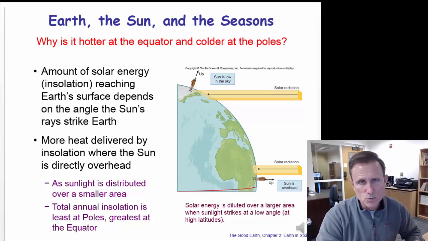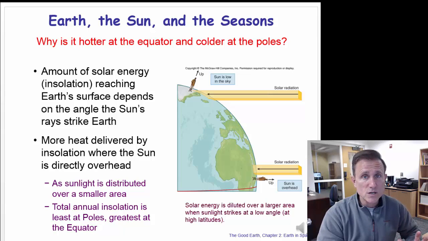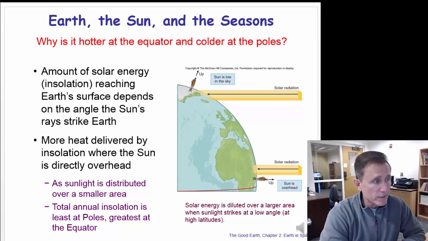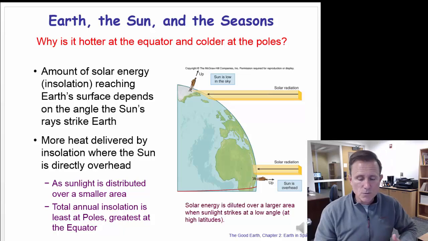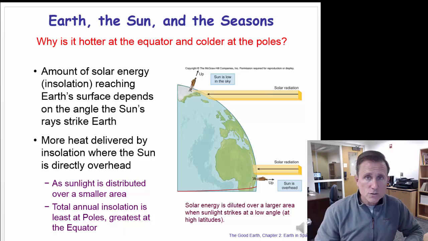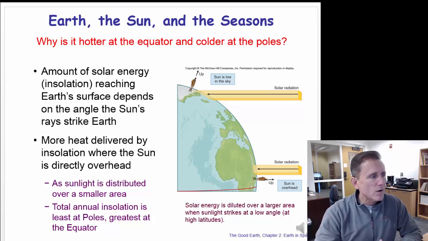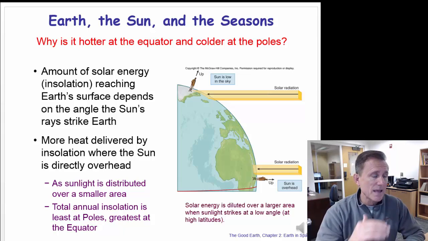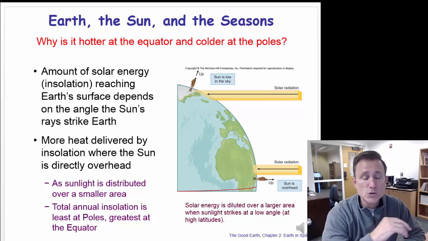Why do we have the seasons? Why is it winter in the northern hemisphere and summer in the southern hemisphere? Why is it hotter at the equator than at the poles? All those answers come from one basic concept, which is the amount of solar energy, or insolation. Solar energy is incoming solar radiation, shortened down to insolation. The amount of insolation reaching the Earth's surface depends on the angle at which the sun's rays strike the Earth.